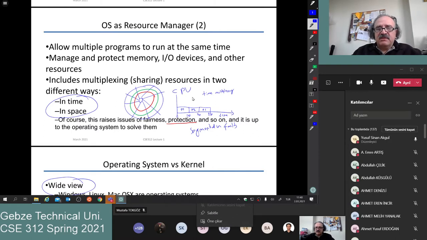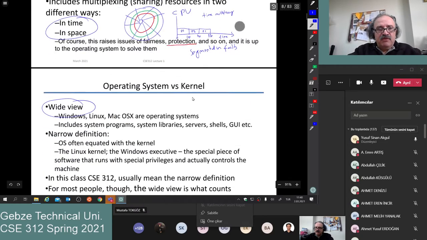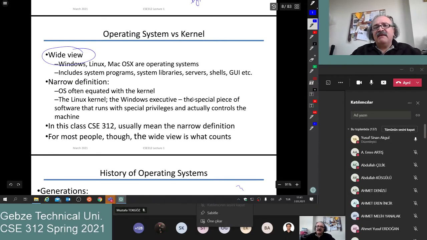Some other resources, such as memory space and disk space, are multiplexed in space. We talked about that, and yesterday we talked about the notion of the operating system. What's the operating system?